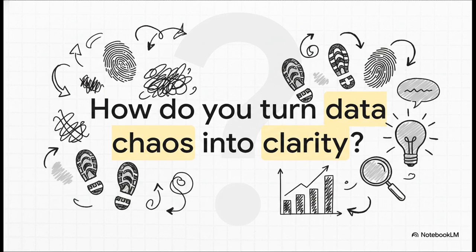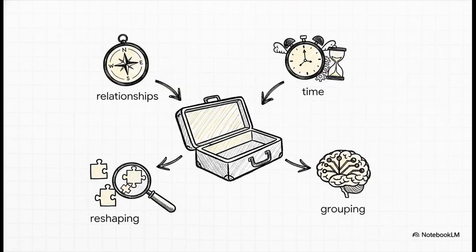Because let's be real for a second, raw data is messy. It's chaotic. It's kind of like arriving at a crime scene and finding fingerprints, footprints, and witness statements all jumbled up in a big pile. The real challenge for any good detective is to bring some order to that chaos and let the real story emerge. And that is where our toolkit comes in.